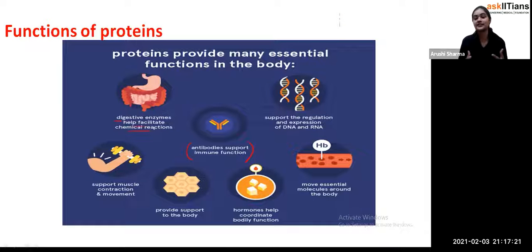Fine. And you can see here, proteins support muscle contraction and movement. As we have seen, proteins are the building blocks of our body. That is why if any person wants to build their muscles, they do require protein. For that they have one process which we can follow, and we are going to watch that video again. Okay, fine.